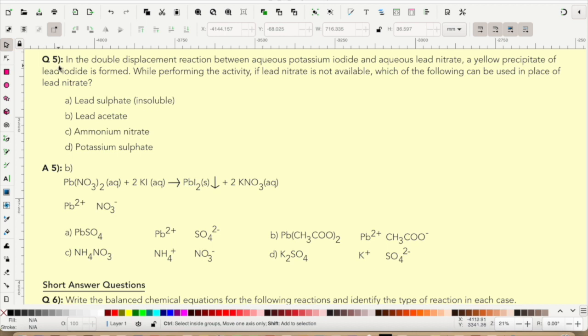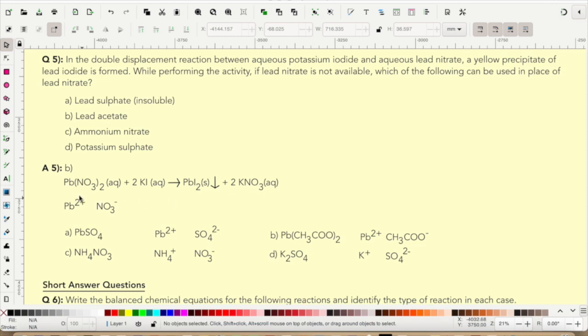Fifth question: in the double displacement reaction between aqueous potassium iodide and aqueous lead nitrate, a yellow precipitate of lead iodide is formed. While performing the activity, if lead nitrate is not available, which of the following can be used in place of lead nitrate? So these four options are given. This is the chemical equation: Pb(NO3)2 plus 2KI makes PbI2 plus 2KNO3.